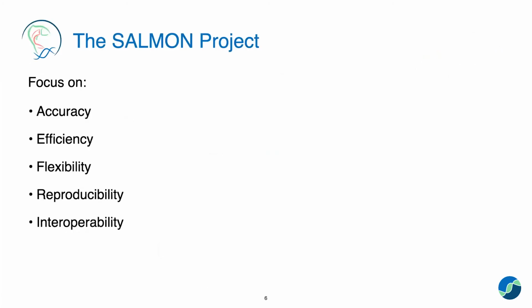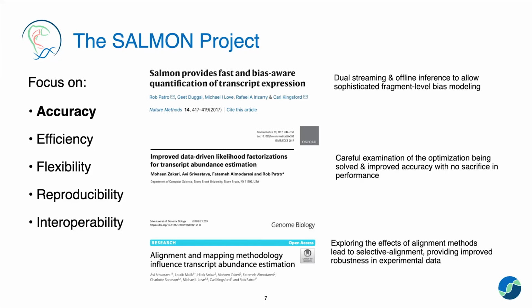So to give you a little bit more background on the goals of the Salmon project in terms of high-level goals, it really focuses on these 5 things: accuracy, accurate solution of that inference problem, efficient solution, flexible usability, reproducibility, and interoperability.